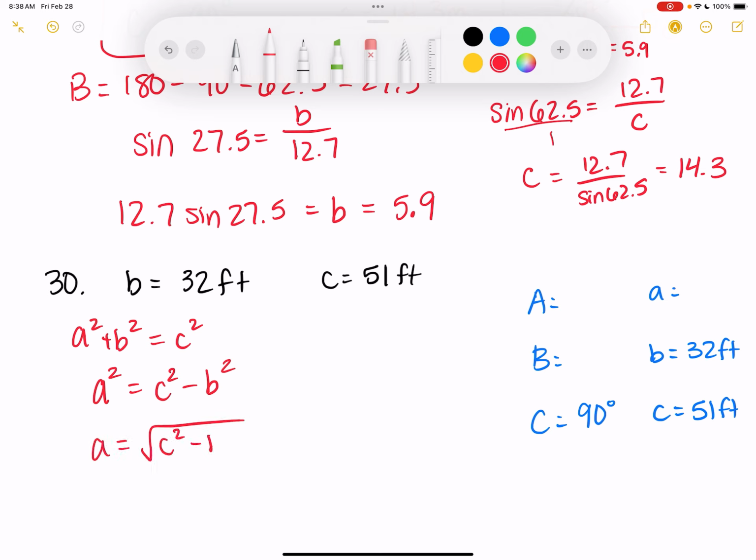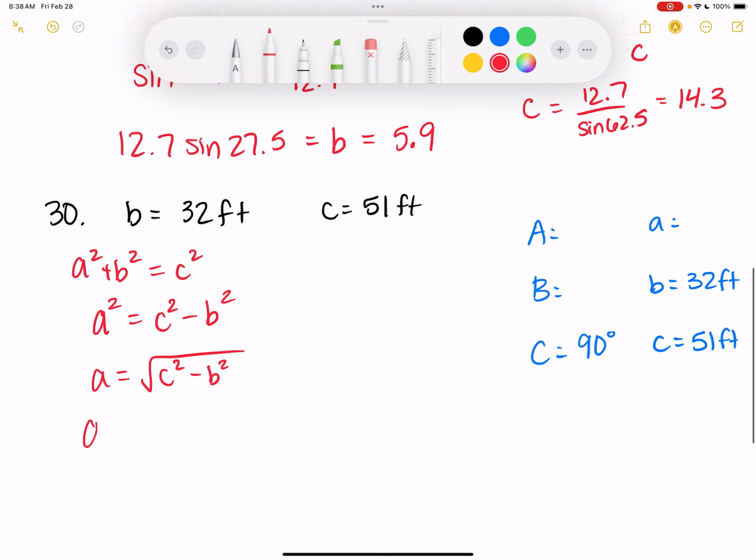Now I can plug those numbers in. Now, you can plug the numbers in right away. I was just manipulating the formula first. Totally up to you. So a equals the square root of 51 squared minus 32 squared. And so that gives me 39.7. So 39.7 feet is side A.